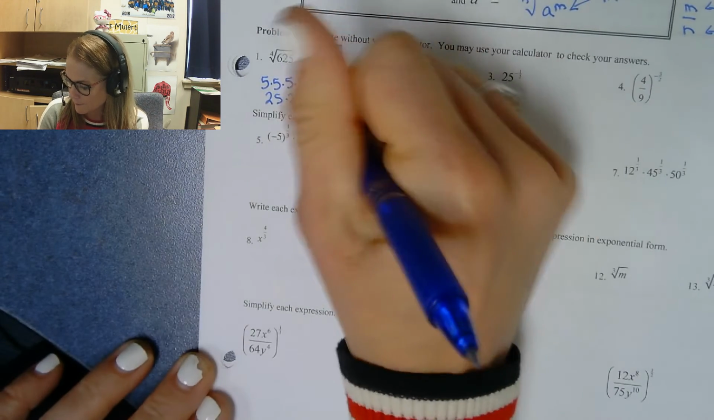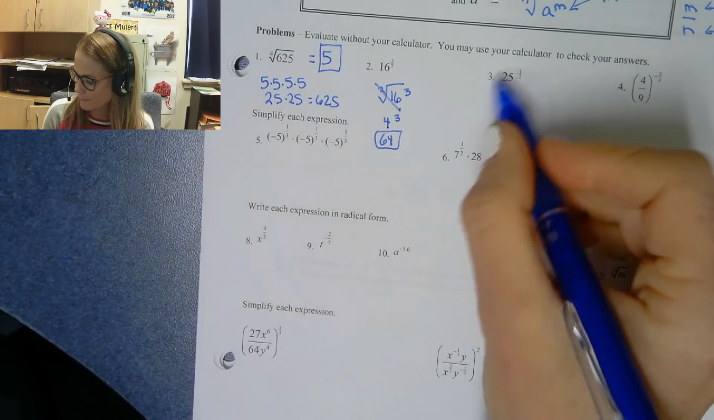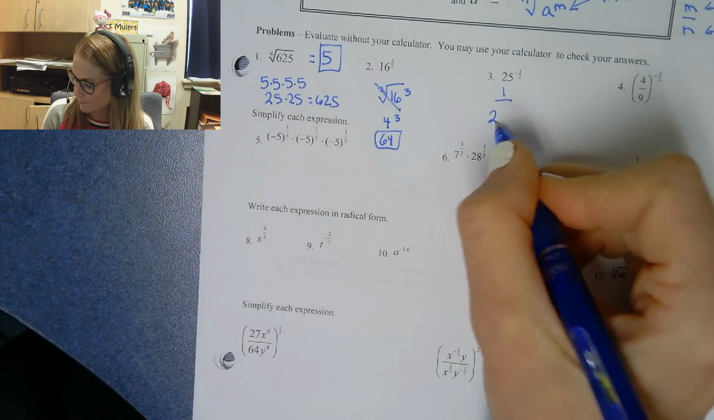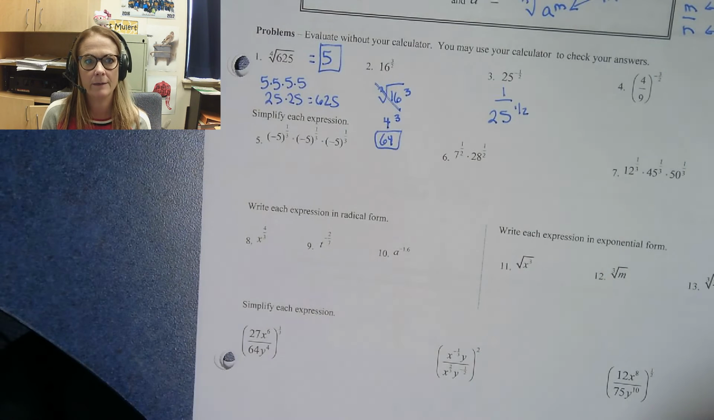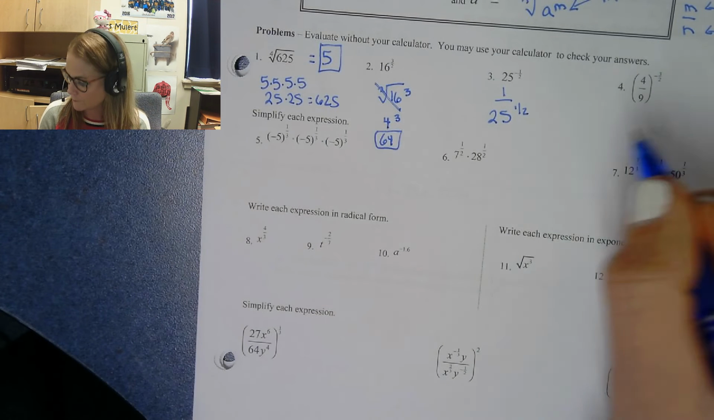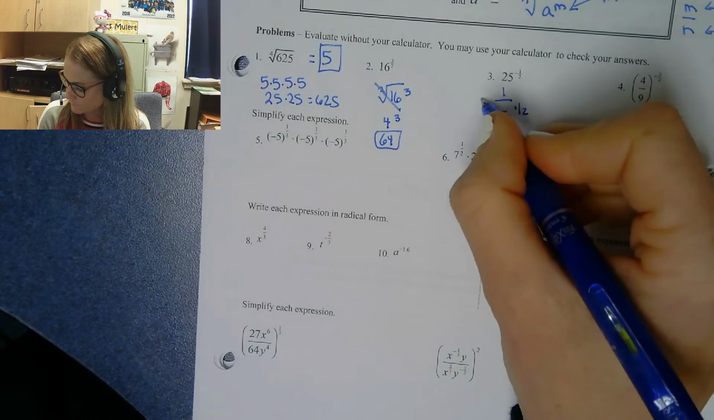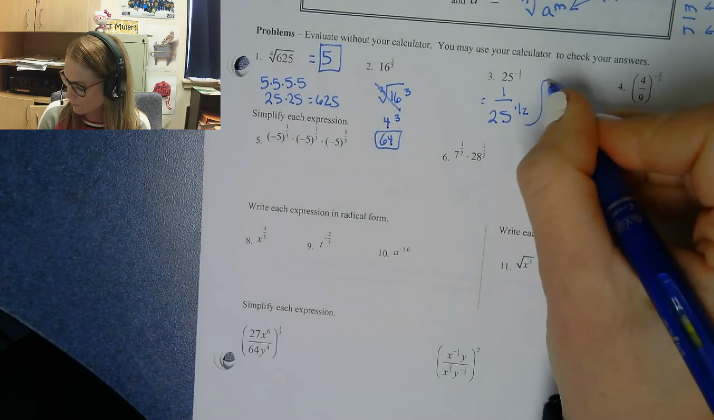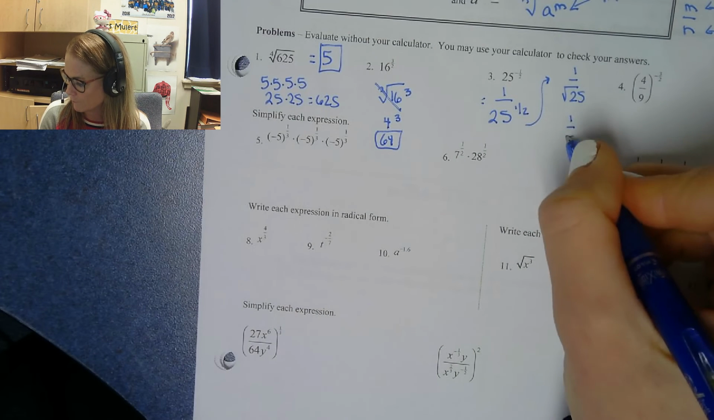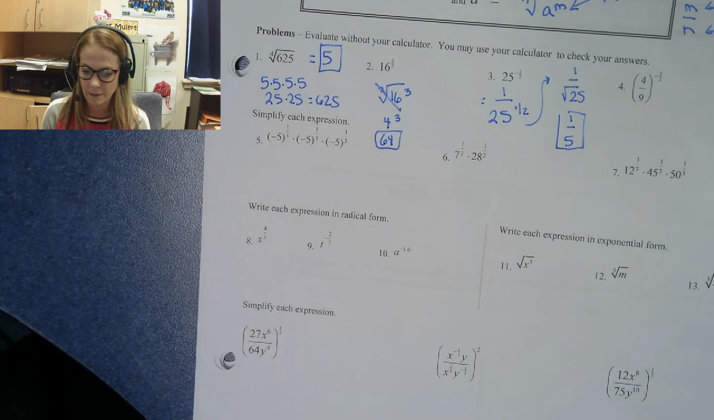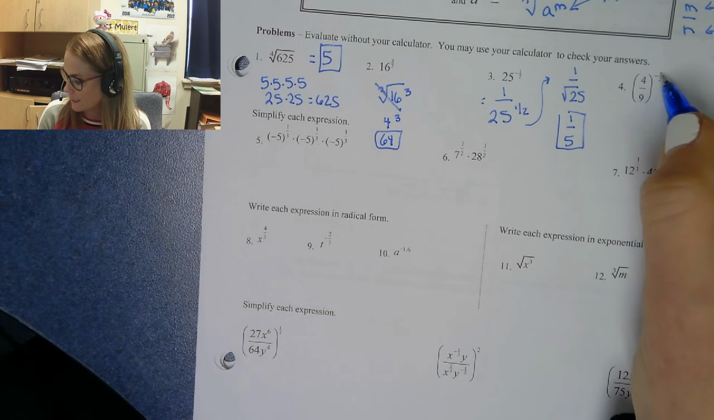That's the right answer. All right. Over here, we have a negative exponent in the problem. So that's going to send the 25 down to the denominator. So this is 1 over 25 to the 1/2. And we'll just go up here. So that is 1 over the square root of 25. So that is 1 over 5. 1 over 5. And then our last one, this is a negative exponent.